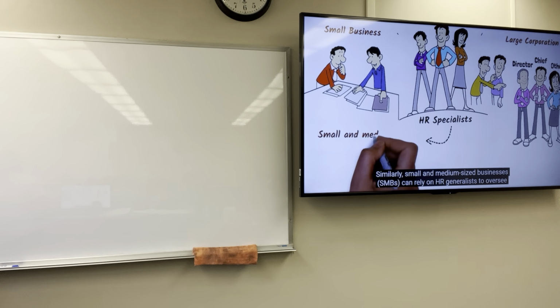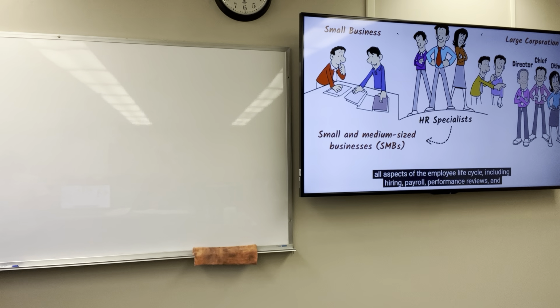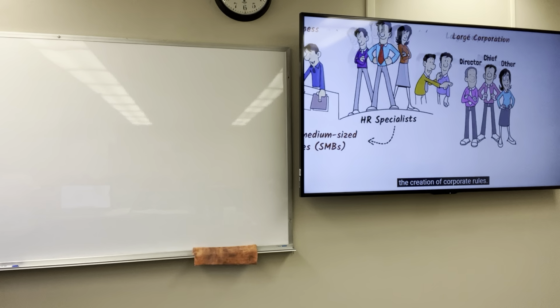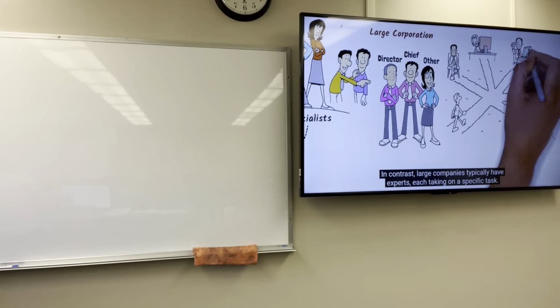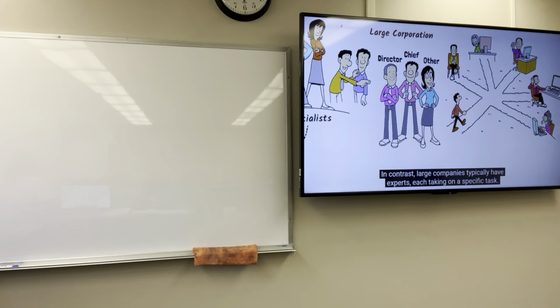Similarly, small and medium-sized businesses, SMBs, can rely on HR generalists to oversee all aspects of the employee life cycle, including hiring, payroll, performance reviews, and the creation of corporate rules. In contrast, large companies typically have experts, each taking on a specific task. Each area is separated so that just the correct number of workers may be sent out to meet each requirement.